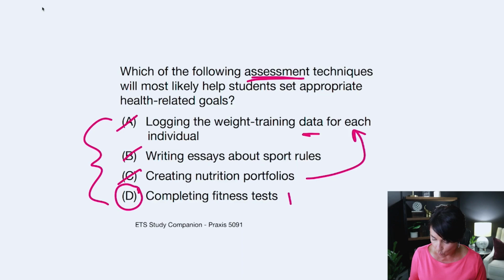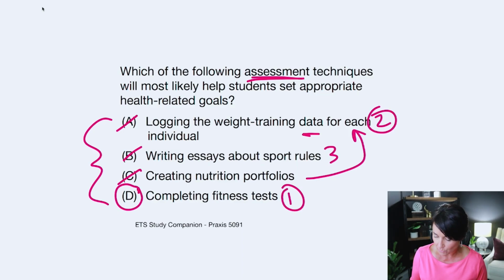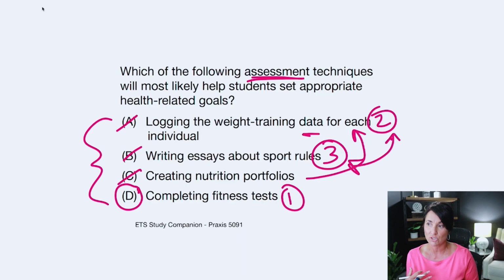I almost chose A, but then I thought about it and wait, A is more of while you're doing this. This is like number 1. Then you start working out 2 and maybe 3, or 2 and 3 could probably be interchanged because you're doing those. If you're doing nutrition and training, they would probably be together. But fitness test comes first. And before you can set the goals, you got to do the fitness test.